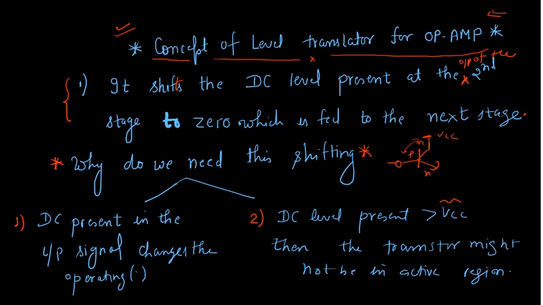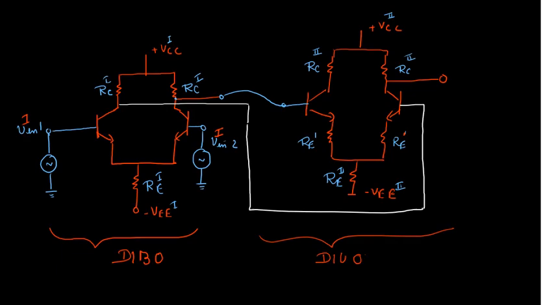So in order to satisfy these two things, we use a level shifter at the third stage of the differential amplifier. So ideally we should use a capacitor here, right? Capacitor. But why don't we use the capacitor now? I just explained it to you.